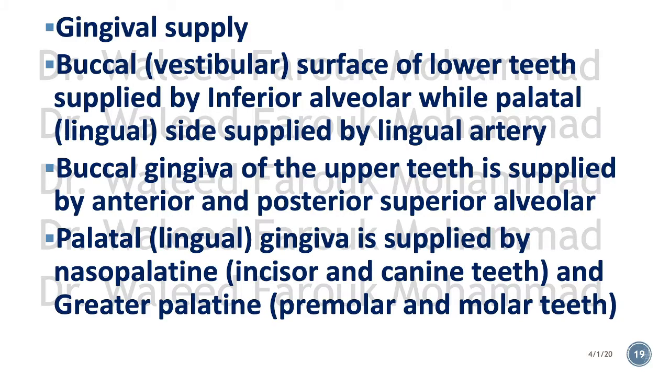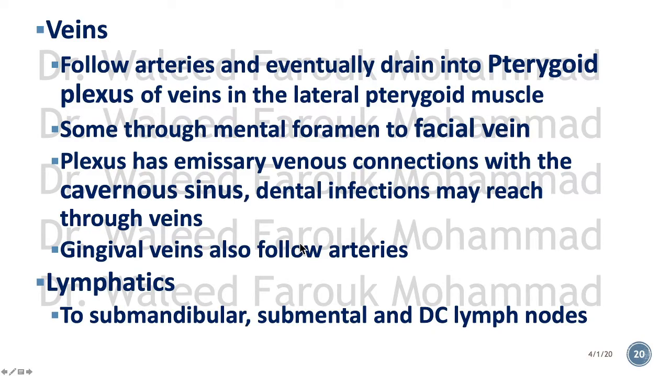We will study this when we get to the pterygopalatine fossa. By the way, you may find another name for the pterygopalatine fossa. It's the sphenopalatine fossa. The veins follow the arteries and eventually drain into the pterygoid venous plexus. Some veins go through the mental foramen to the facial vein.